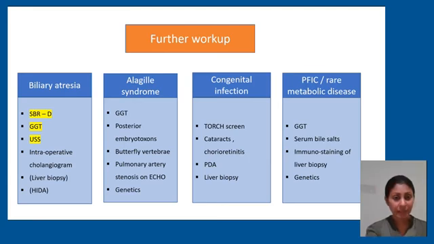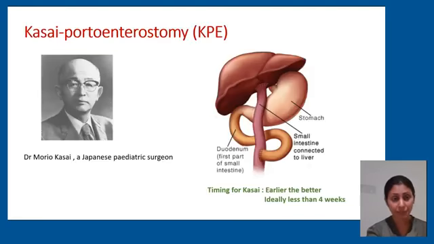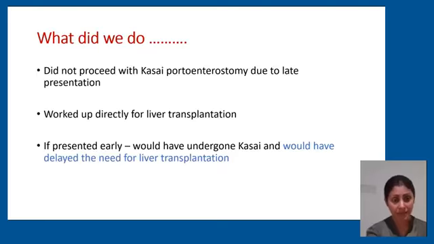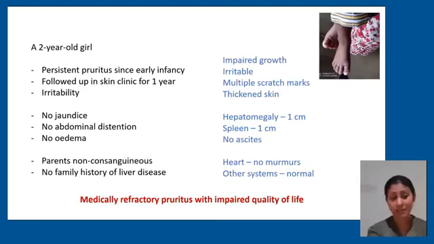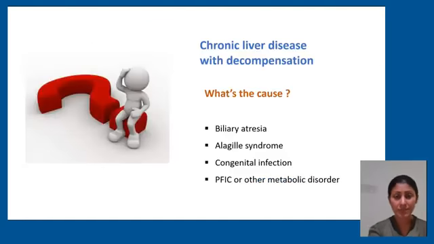So this is the last case I would like to discuss. We had a 2-year-old girl who had persistent pruritus since early infancy. Initially she was followed up in the dermatology clinic, where they were suspecting a dermatological condition. There was no jaundice. Parents were non-consanguineous and there was no family history of liver disease. On examination, when she presented to us, she had multiple scratch marks, thickened skin, hepatomegaly as well as splenomegaly, but there was no ascites. And we detected medically refractory pruritus subsequently when we started managing her, which was impairing her quality of life. So is this chronic liver disease?